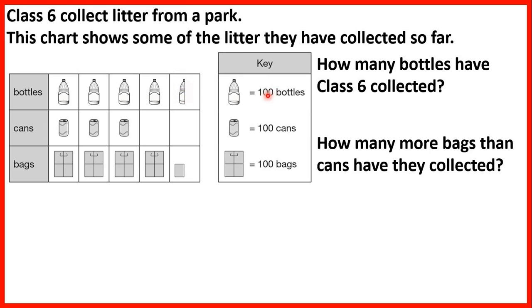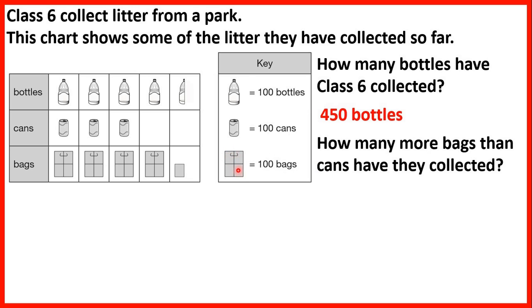So that's half of 100. And half of 100, or 100 divided by 2, is 50. So the full bottles each stand for 100, and the half bottle stands for 50. So that means they've collected 450 bottles altogether. Now, how many more bags than cans have they collected?